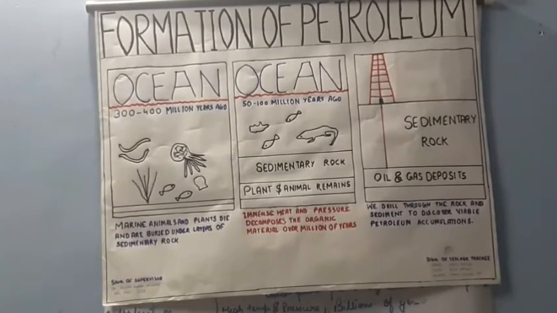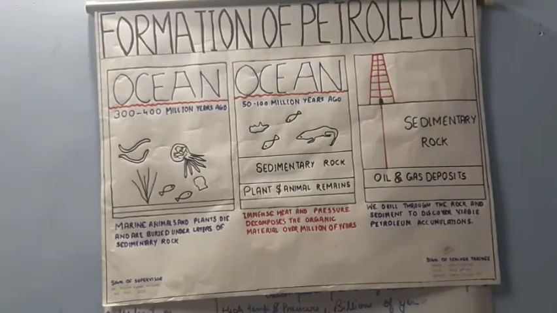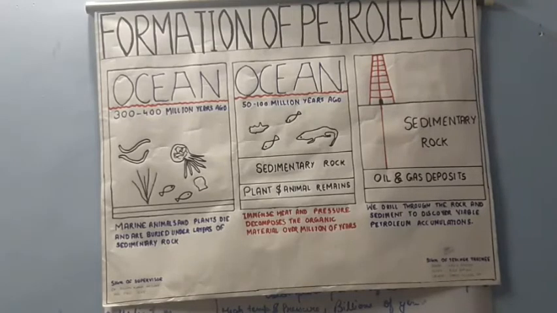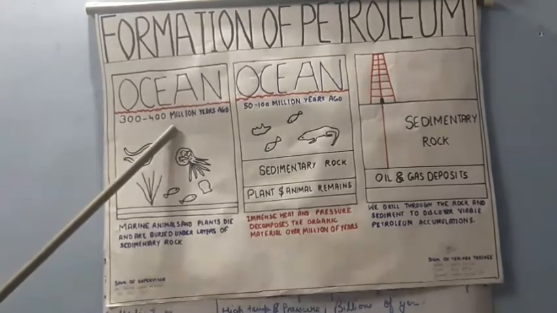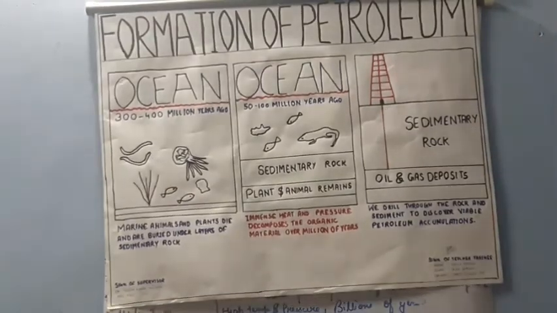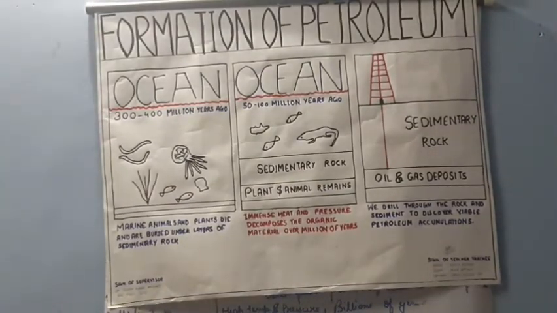Look students, you can see in this picture of the formation of petroleum. You can see the ocean part, ocean written over there. That is the ocean part which consists of many organisms, either plants or animals. Fish is there, crab is there, and many other organisms are also there. About 300 to 400 million years ago, these marine organisms died.